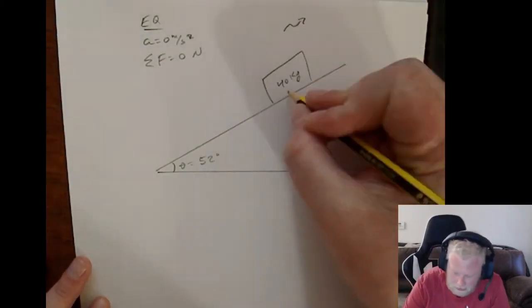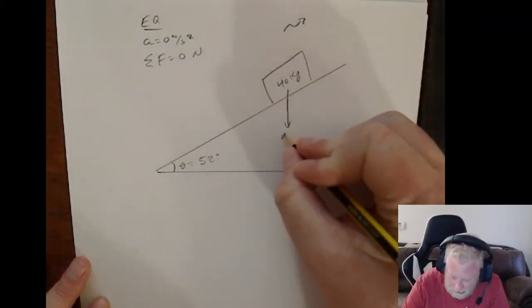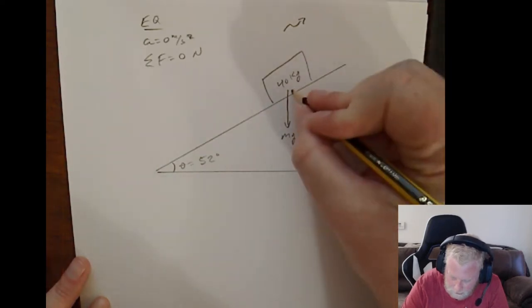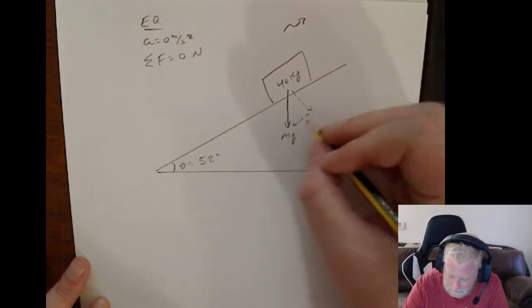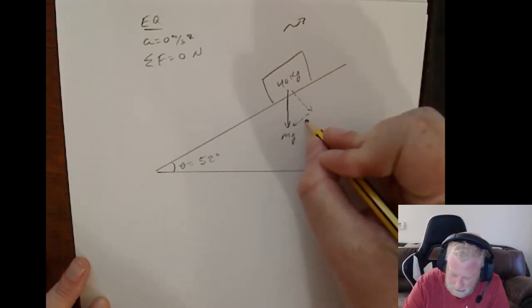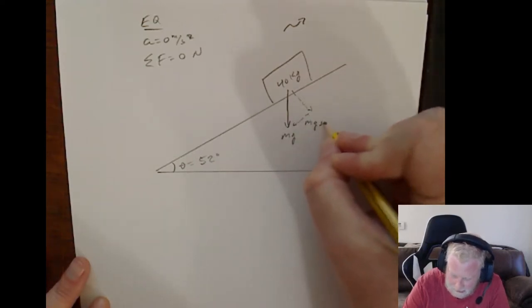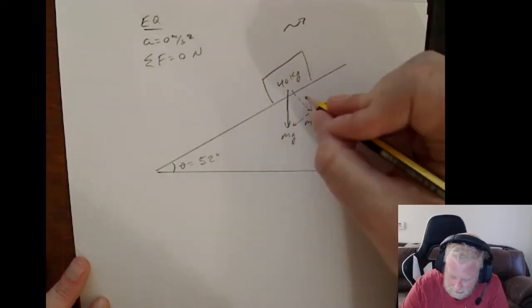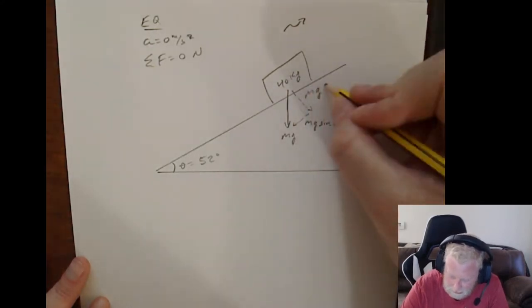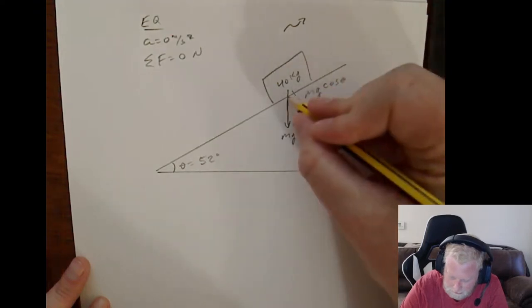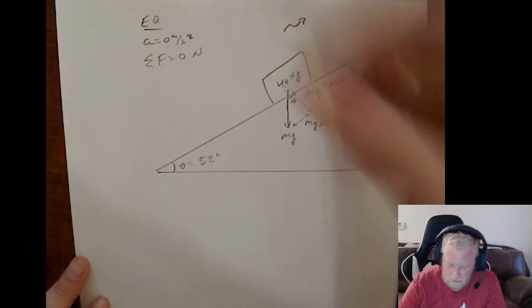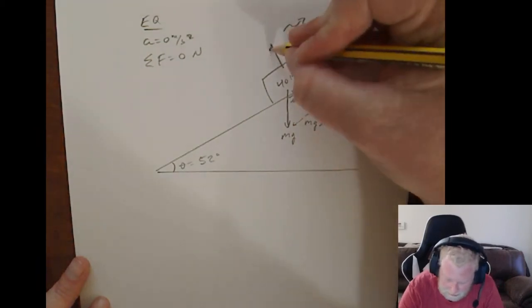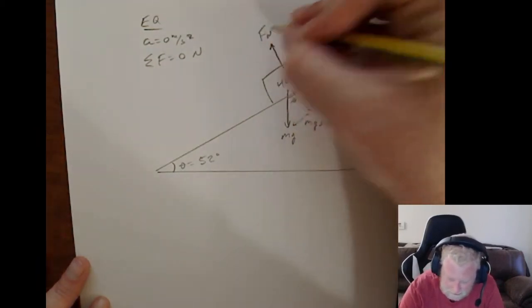All right, we know we've got a force of gravity straight down that we can break into its component pieces, where this would be mg sine theta, and this would be mg cosine theta. We know we've got a normal force, again, make sure it's perpendicular to the surface of the incline.